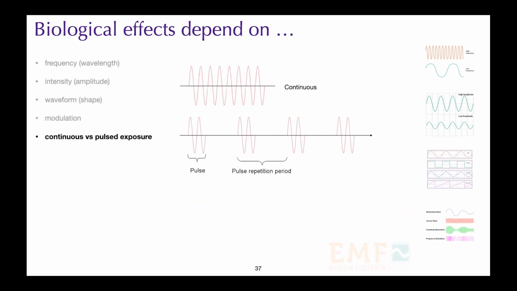We can have continuous waves or pulsed waves. Microwave ovens use continuous waves to heat food, while Wi-Fi and other wireless technology use pulsed waves. Pulsed waves tend to be more harmful biologically than continuous waves.